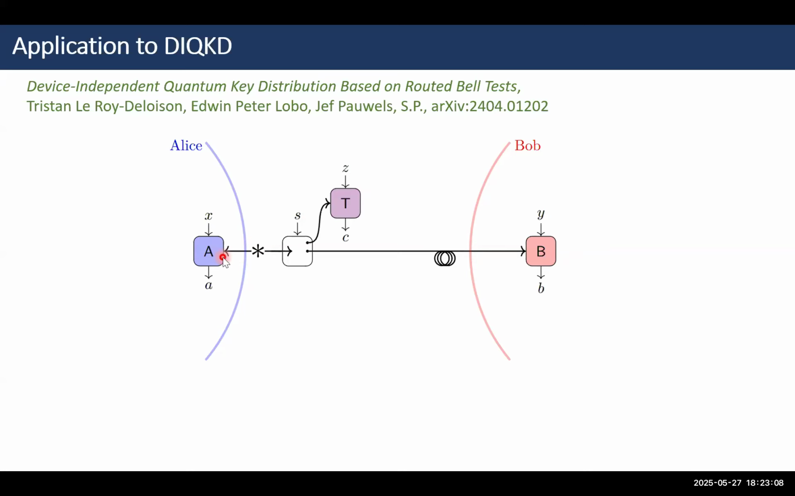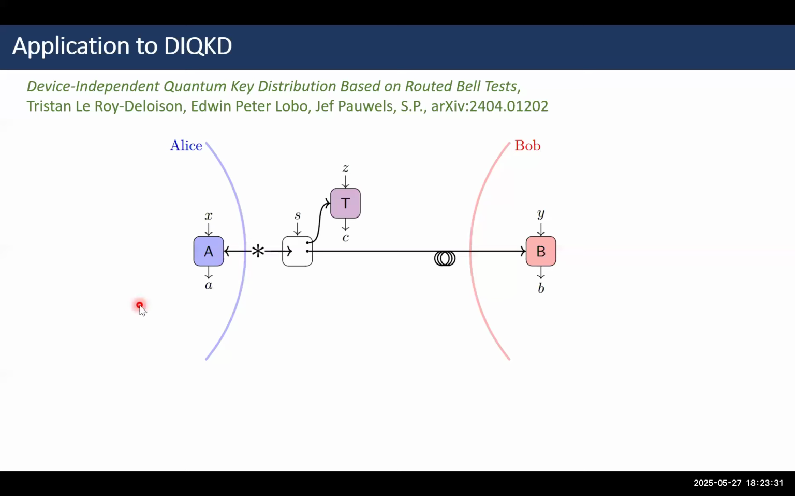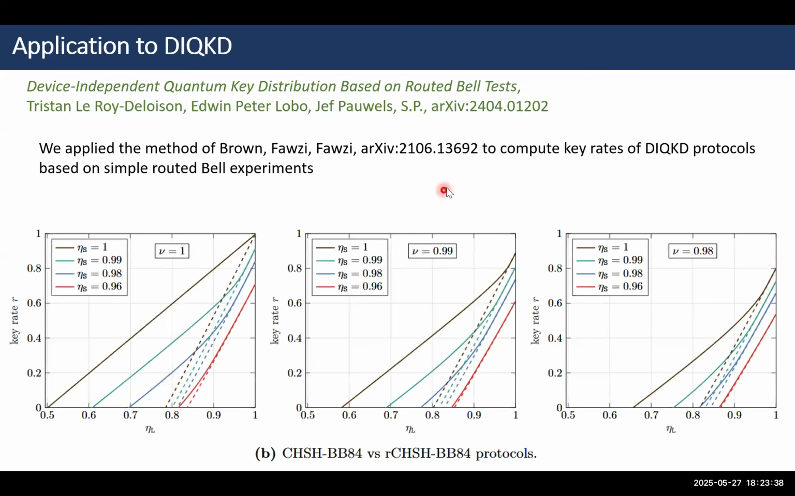Then, people have developed tools to compute the key rate you can get in the DIQKD experiment based on a standard Bell test. It was not too difficult to modify these tools to make them work in the rooted Bell setting, and so we are able to compute key rates. Again, we assume some efficiency for the device close to the source, some efficiency for the device far away from the source. We also assume some visibility mu for the experiment.